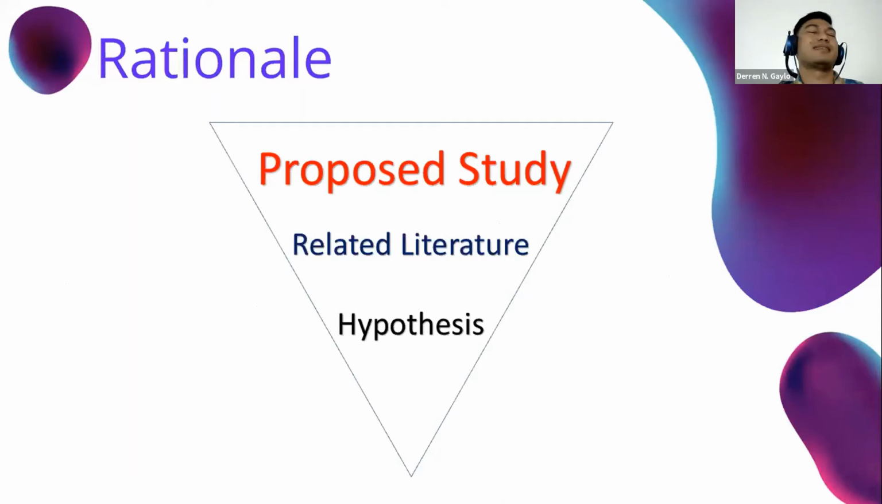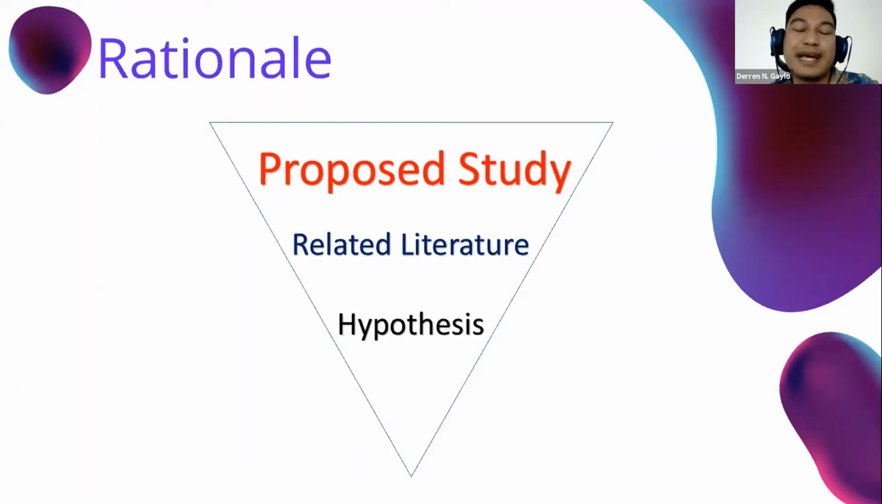And after the title, I'm looking into the rationale. So I have here an inverted pyramid. So in that, the most important to the least important. So the most important that you need to have is what really is the proposed study all about. So you need to have a paragraph on that. So you talk about it, the variables, you define operationally or theoretically your terms, and then what is the problem, something like that.